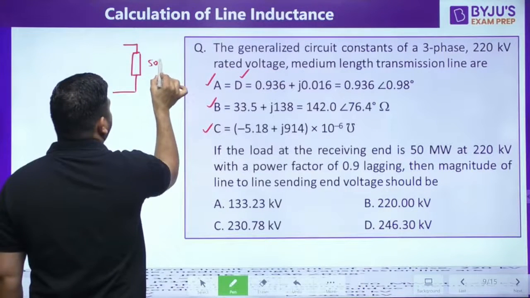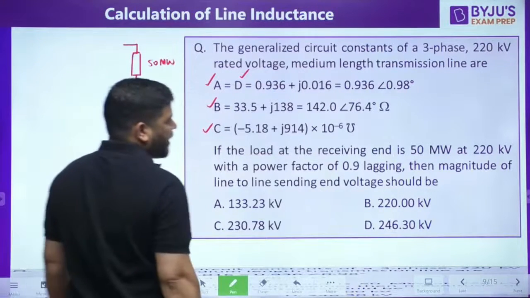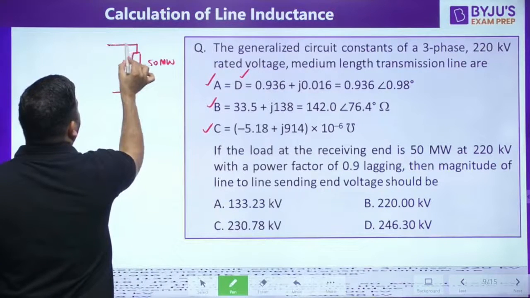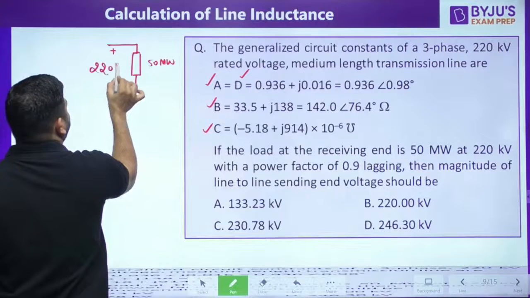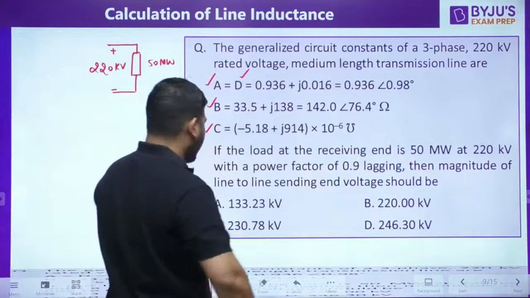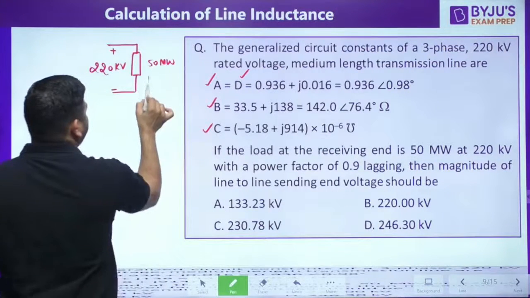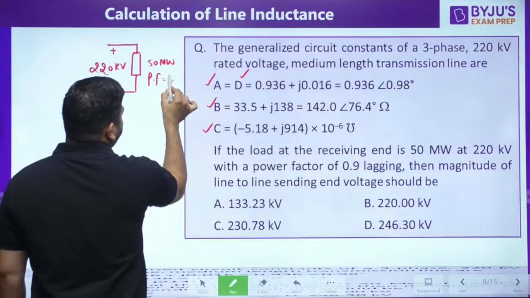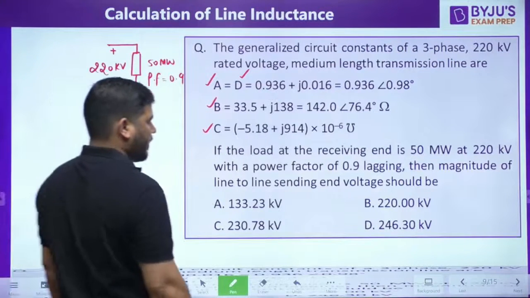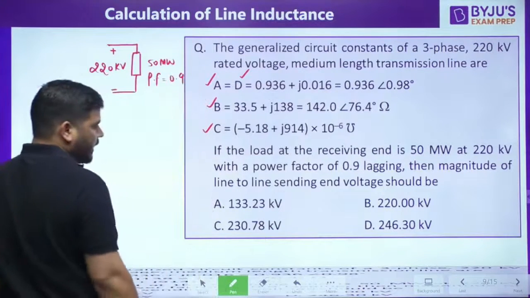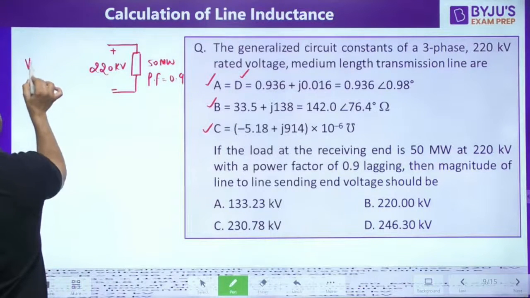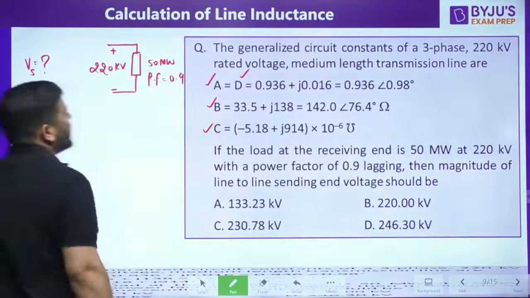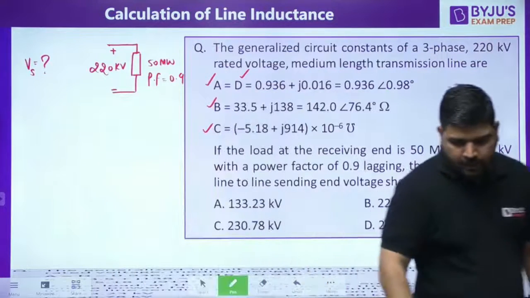It is 50 megawatt at 220 kV. This voltage is 220 kV, with a power factor of 0.9 lagging. Then the magnitude of line to line sending end voltage. It means we need to find Vs. What is Vs? We need to find Vs.